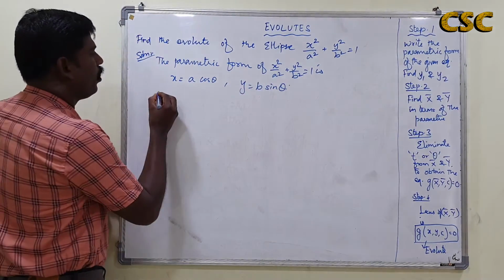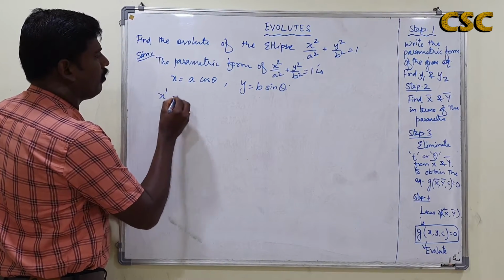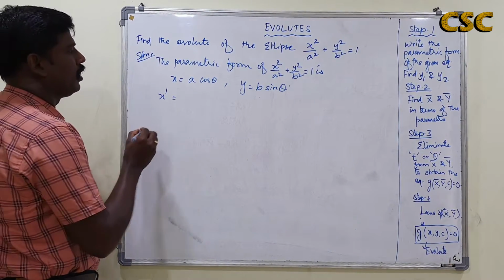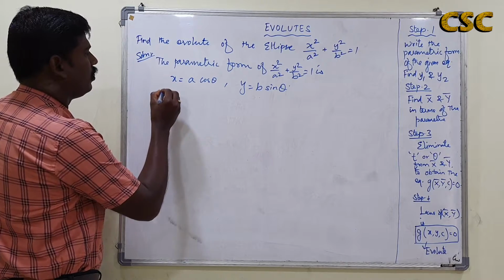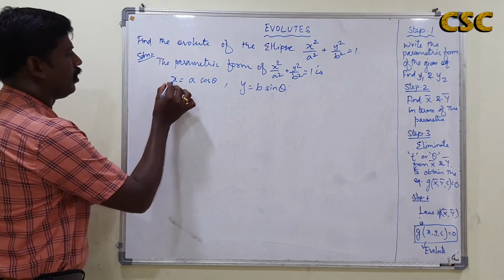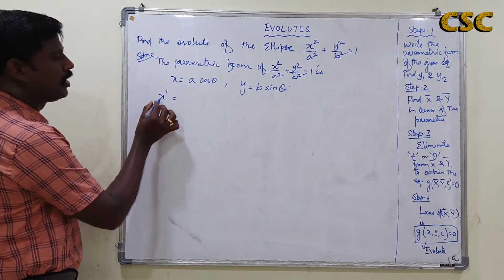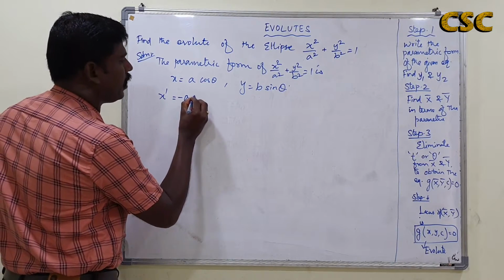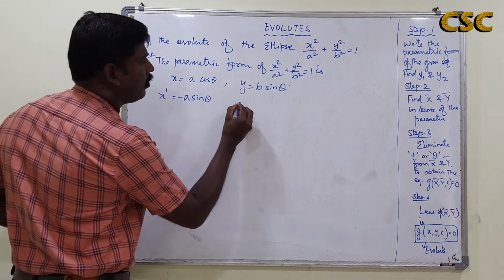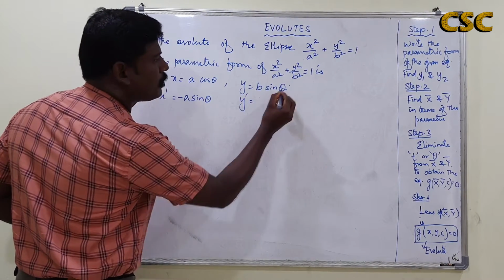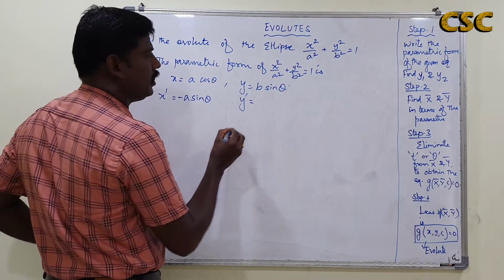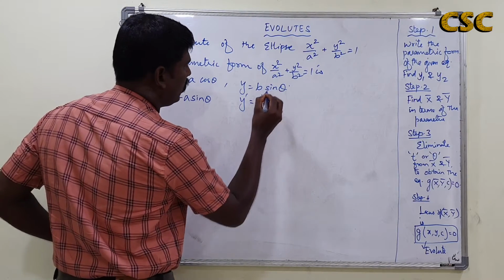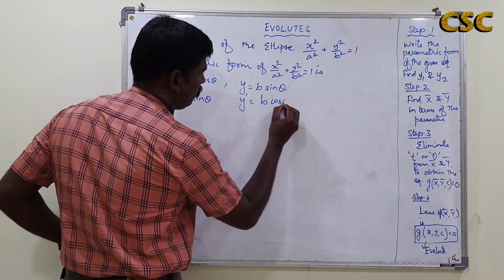So I am going to find y1 and y2 from x and y. I am going to differentiate with respect to theta. dx by d theta, that can be written as x dash, a into the derivative of cos theta, which is minus sin theta. I write it as minus a sin theta. Then what is the derivative of y with respect to theta? y dash, dy by d theta: b into the derivative of sin theta, which becomes cos theta.